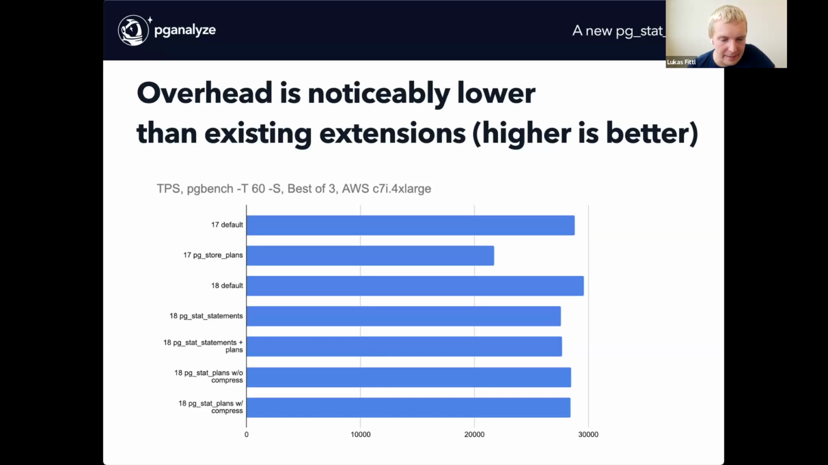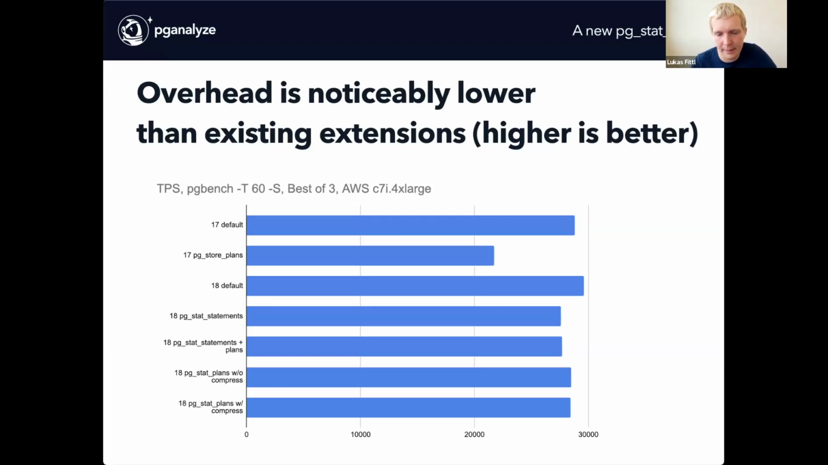And then for 18, I did a comparison: baseline, then turning on pg_stat_statements, which had surprisingly high overhead here, might have been a benchmark issue. And then pg_stat_plans with pg_stat_statements, that second line, should actually be lower than pg_stat_statements. I think there's a little measurement issue there.